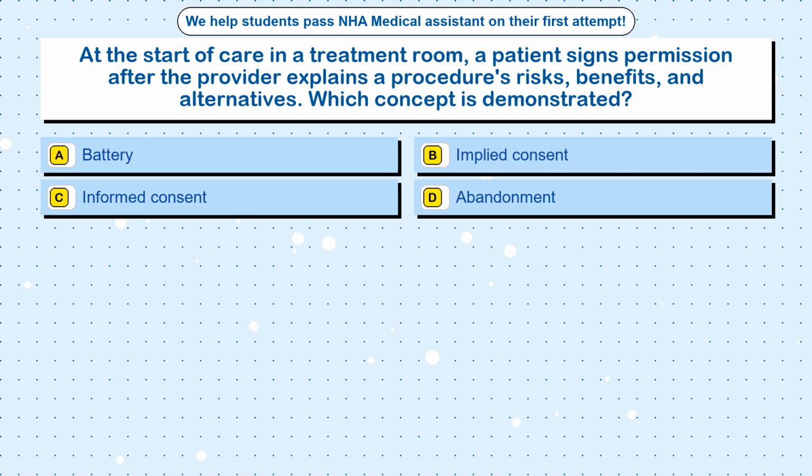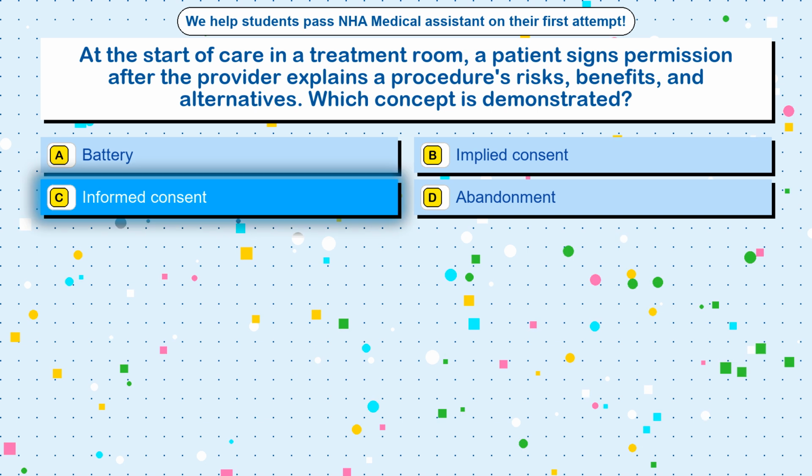Question 82. At the start of care in a treatment room, a patient signs permission after the provider explains a procedure's risks, benefits, and alternatives. Which concept is demonstrated? Option A. Battery. Option B. Implied consent. Option C. Informed consent. Option D. Abandonment. The correct answer is option C.